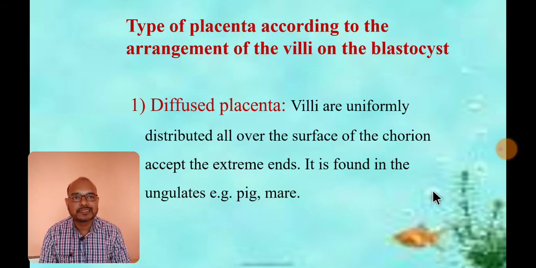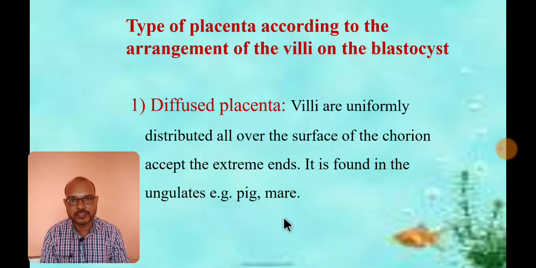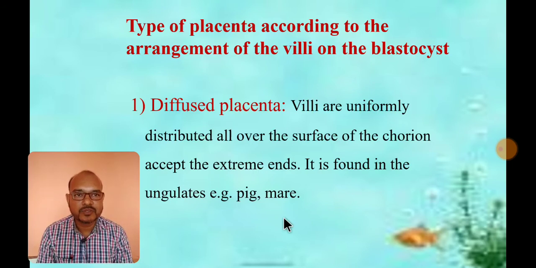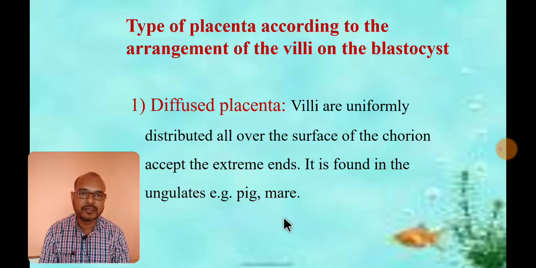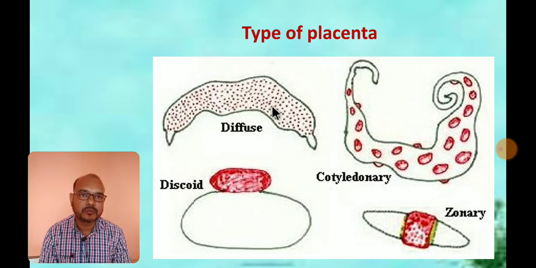Then types of placenta according to the arrangement of the villi on the blastocyst. Number 1, the diffuse type of placenta. Villi are uniformly distributed all over the surface of the chorion except the extreme ends. It is found in the ungulates, that is pig and mare. So these are all the types of placenta with their outlines: the diffuse type, the discoidal type, the cotyledonary type and the zonary type of placenta.